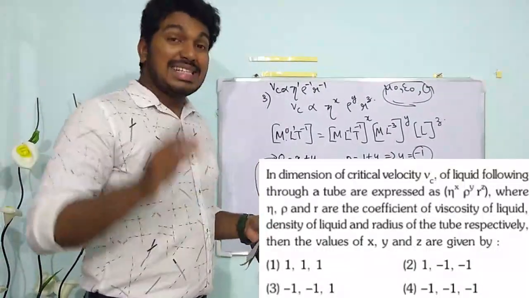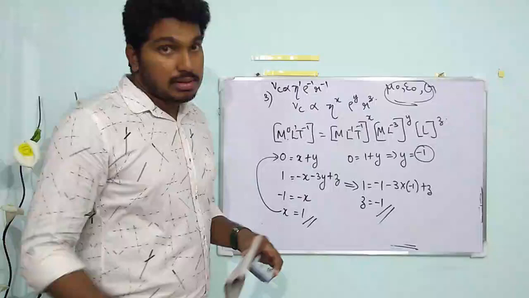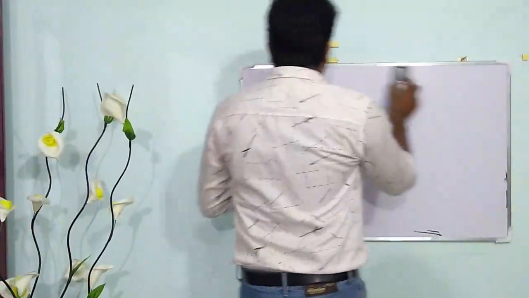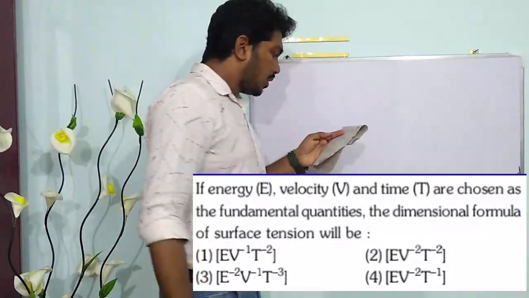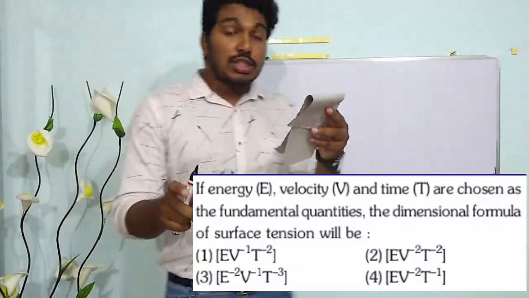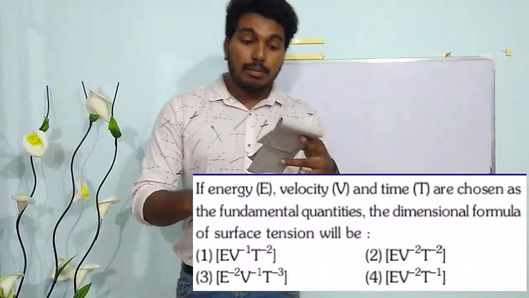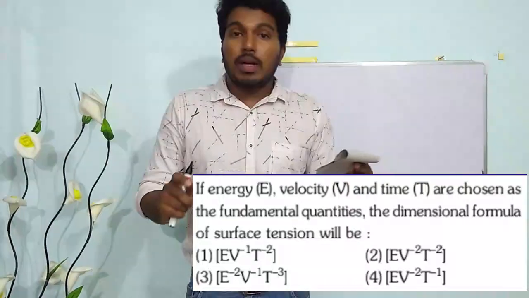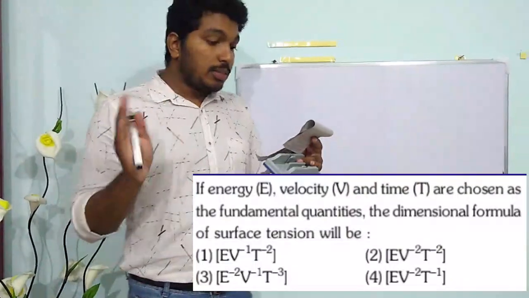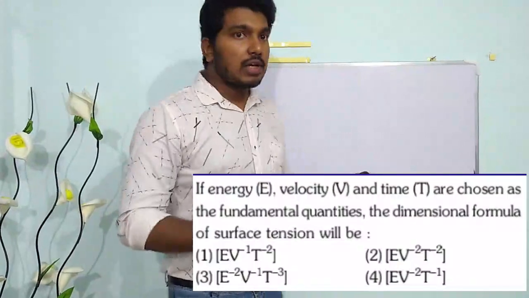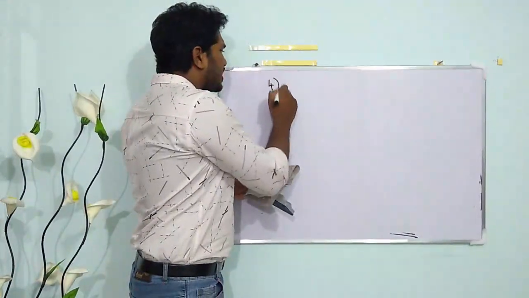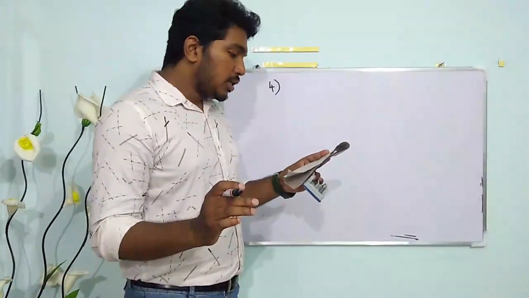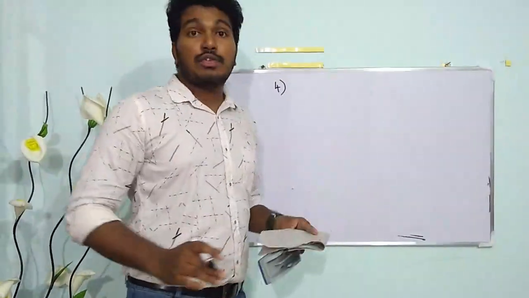So next, question number 4. It's again a question on dimensional analysis. And the fourth question is on the screen. So the question is, if energy E, velocity V and time T are chosen as the fundamental quantities, the dimensional formula of surface tension is. So you are supposed to find out the dimensional formula for surface tension. Okay. Now again, this is a question we have to solve using the dimensional analysis method. Right. This is again a previous year 2015 question.